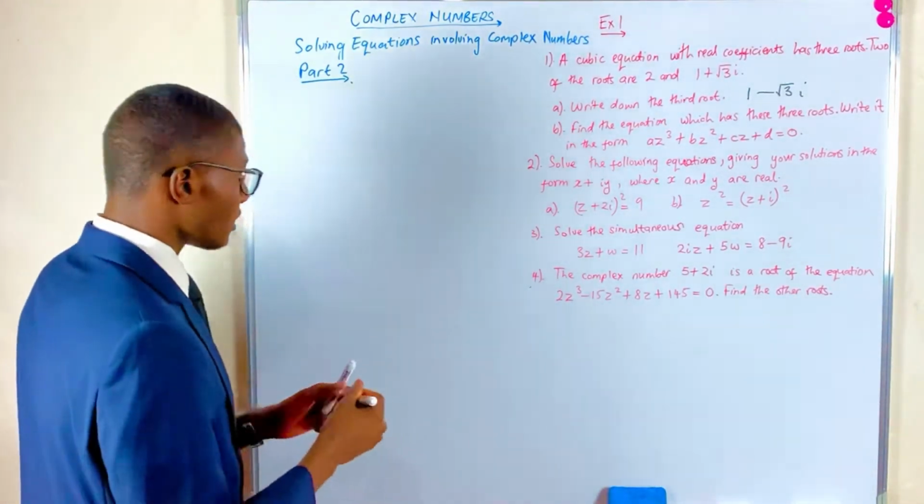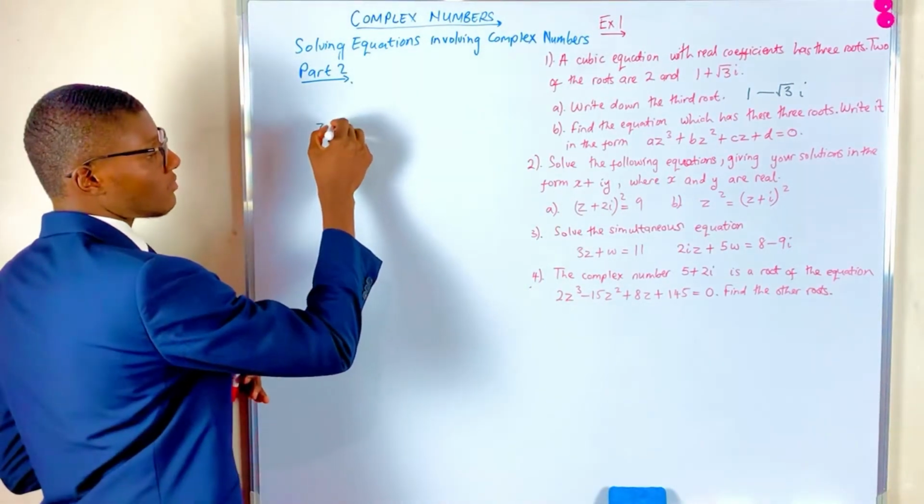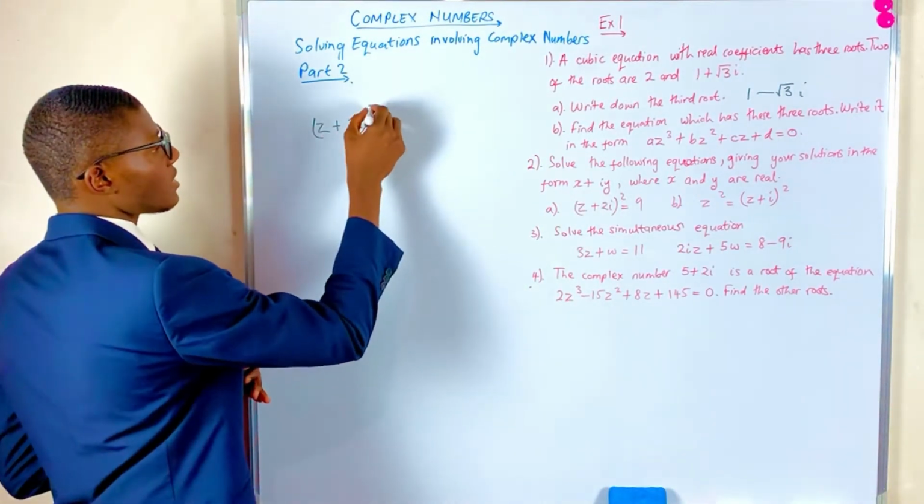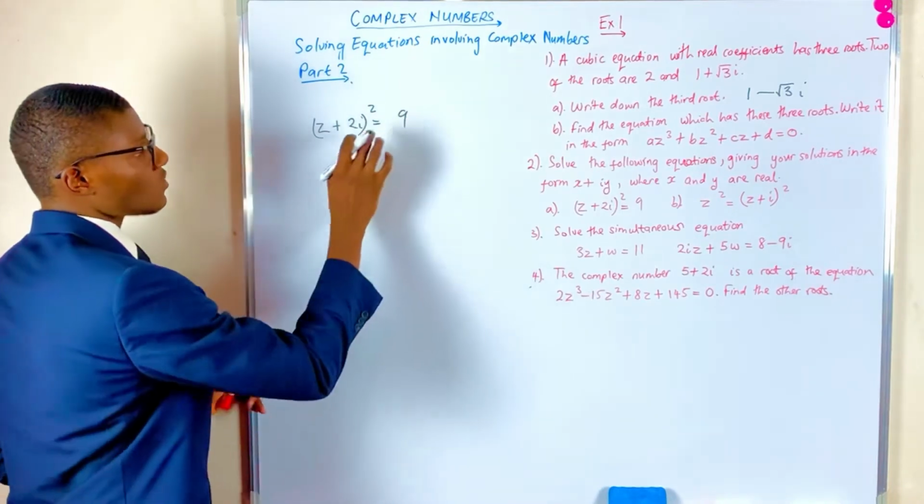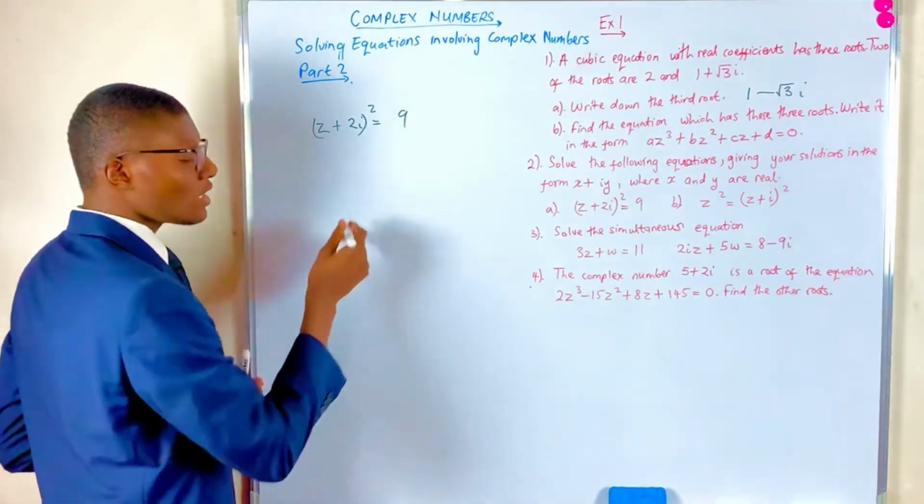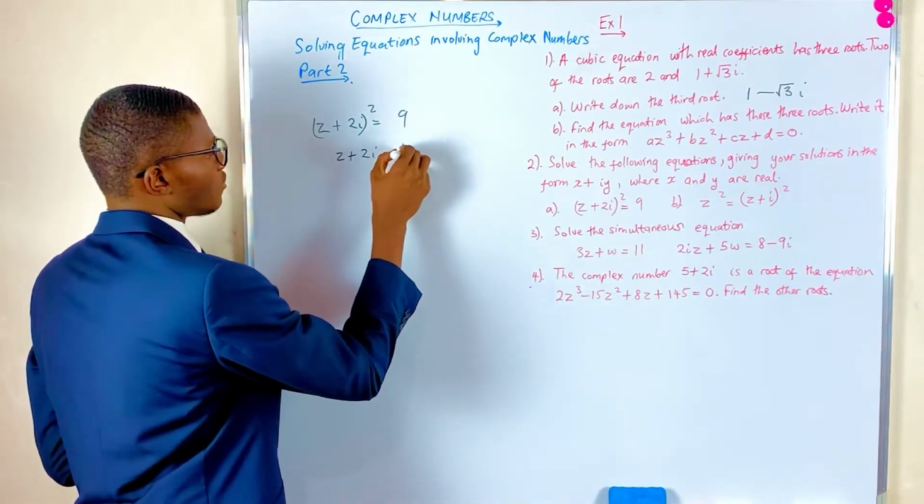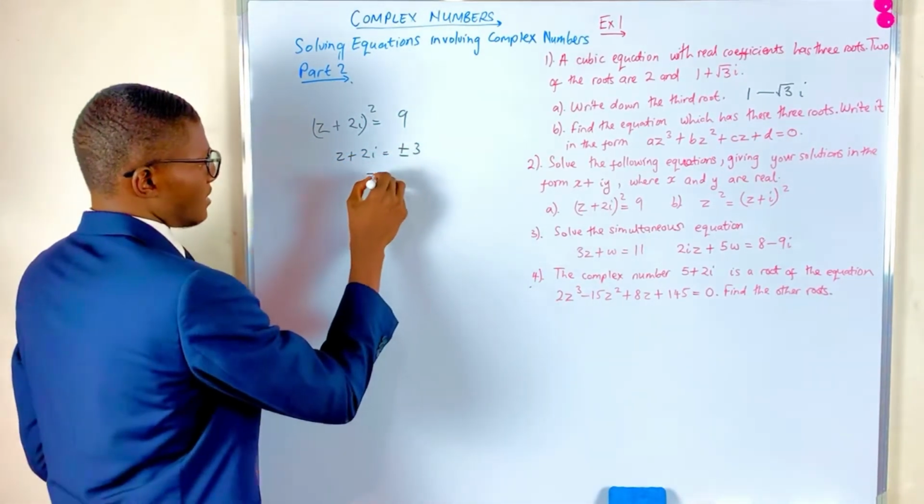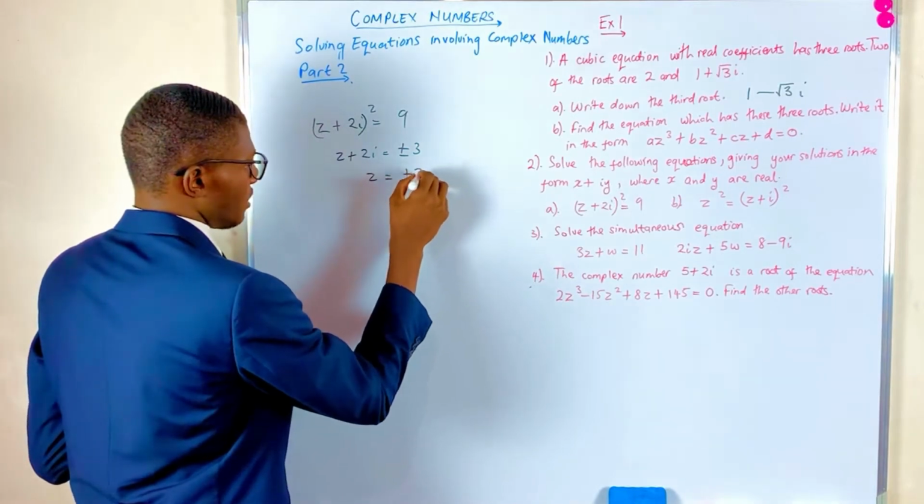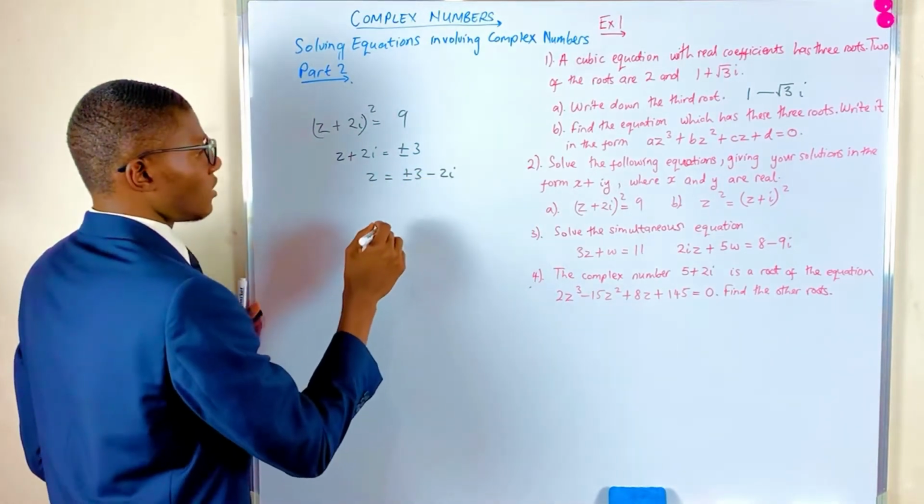For the first part, we've got z plus 2i squared is equal to 9. If we take the square aside, which means square rooting both sides, we've got z plus 2i is equal to plus or minus 3. Then z is equal to plus or minus 3 minus 2i. Is that right?